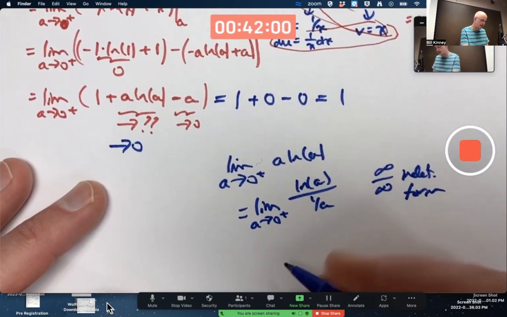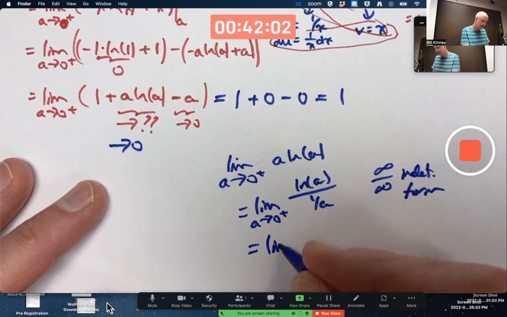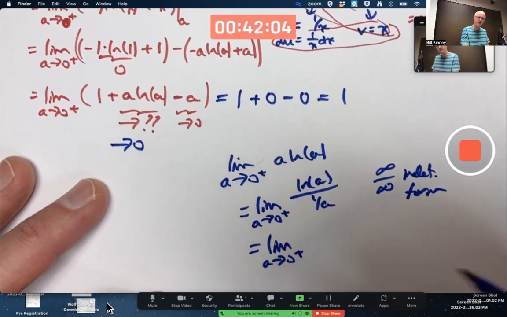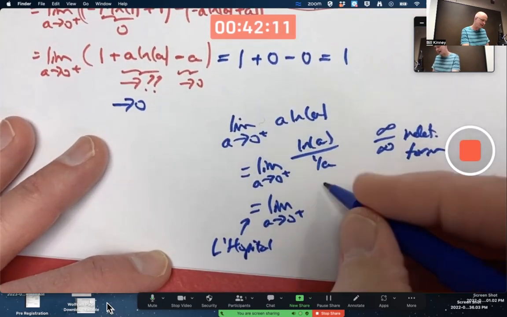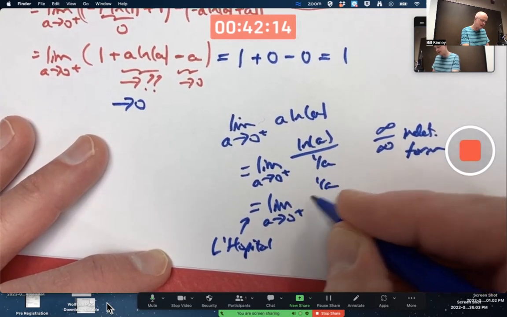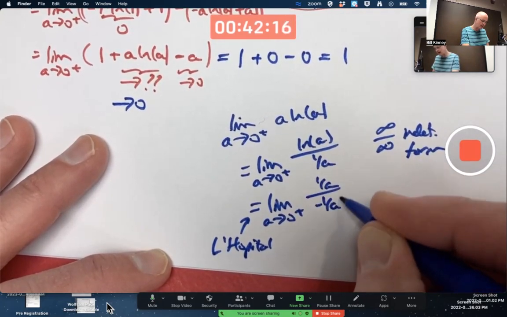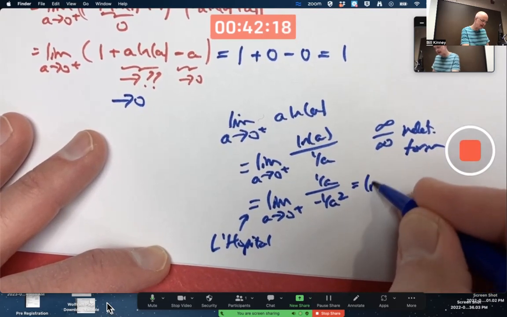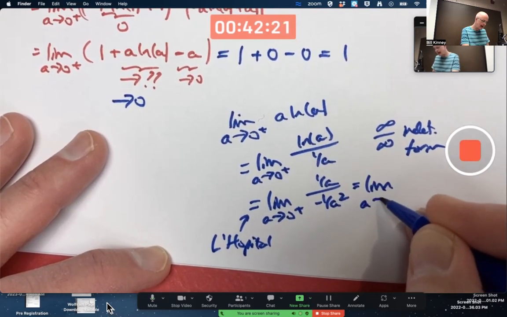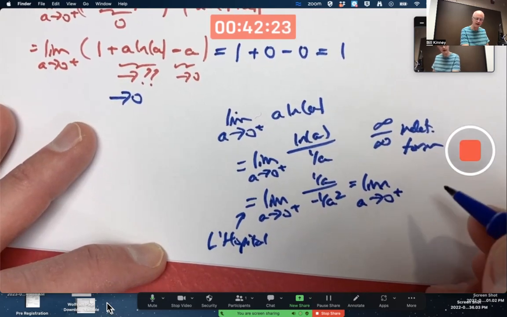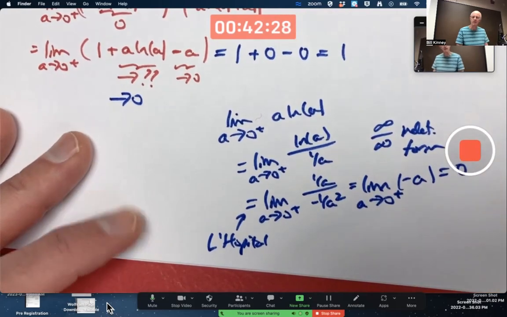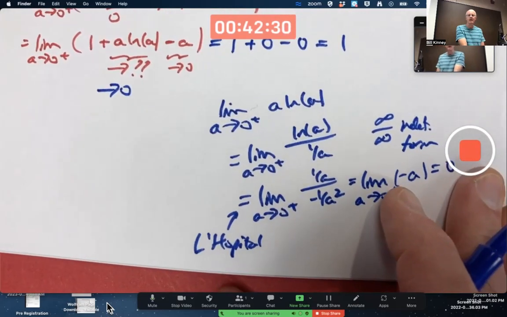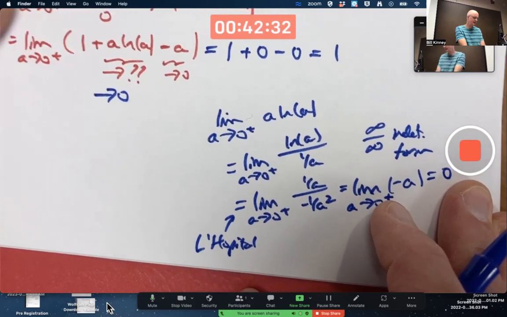When you do that, you can use L'Hopital's rule, thinking of a as a variable and differentiating with respect to a. Derivative of natural log of a is 1 over a. Derivative of 1 over a is negative 1 over a squared. But wait a minute, isn't that still infinity over infinity? As written it is, but it can be simplified to just negative a. And that limit is 0. Oh, so much math coming together in one problem.